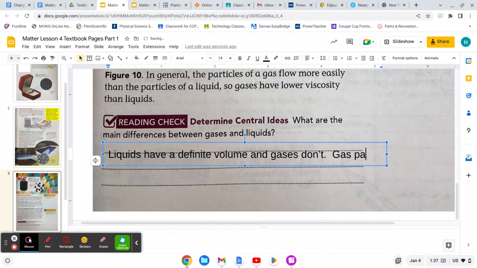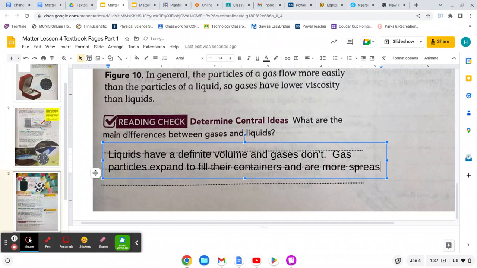And then gas particles expand to fill their containers and are more spread out and not in constant contact with each other.